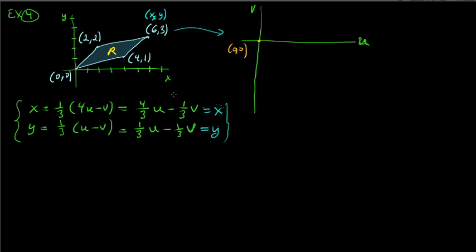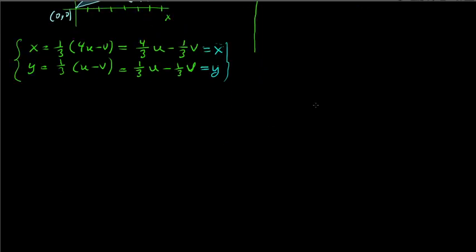Okay, so it's essentially an old algebra problem that you did a long time ago, pre-calculus, even before that maybe. So let's do, first, I suppose we can just multiply everything by 3 here. If we multiply the first equation by 3, we get 4u minus v equals 3x. And the bottom equation, if we multiply that by 3, we get u minus v is equal to 3y.